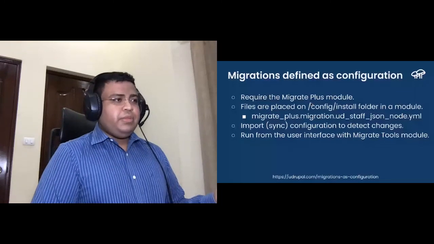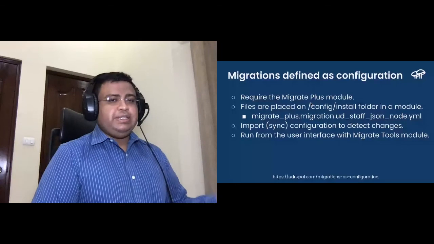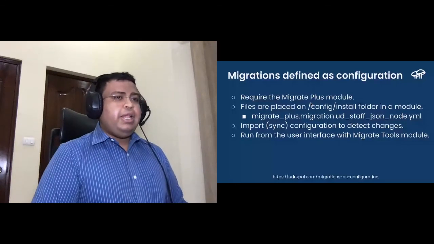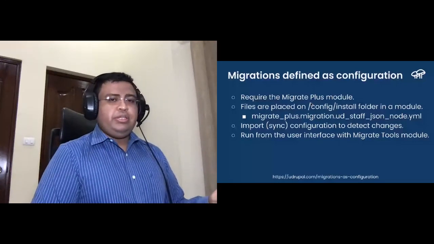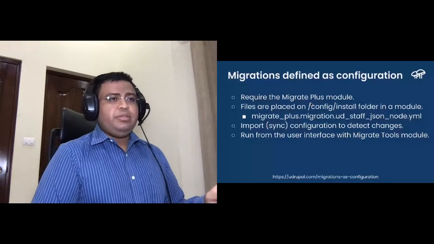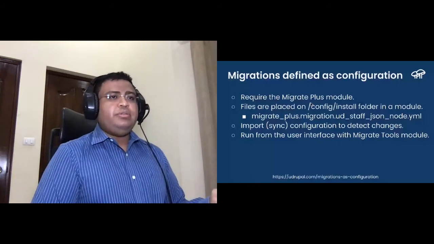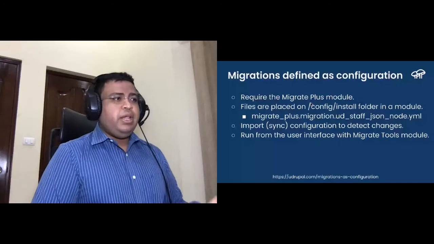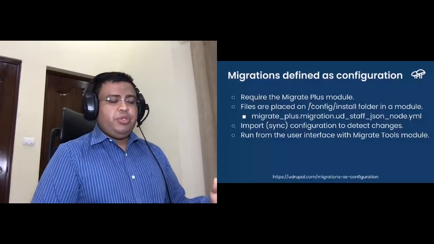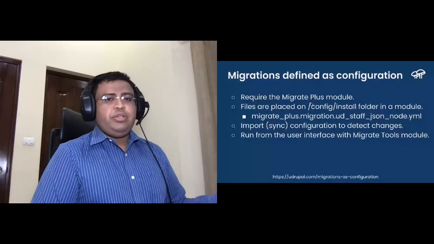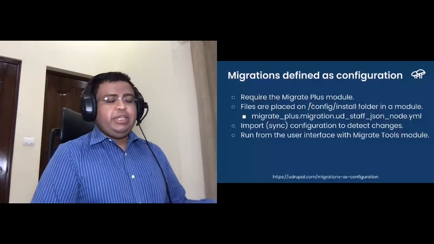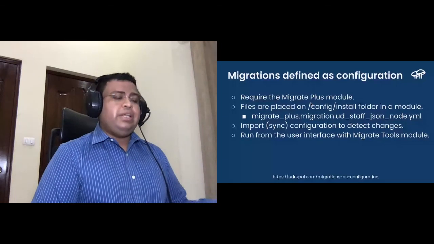Here, the place where you put the files is different. It's going to be config/install inside your custom module. And the name pattern is also different. It's going to be migrate_plus.migration.[ID of your migration].yml. Because these are configuration entities, this is basically how you manage any other configuration in your website. If you want to make any changes, you need to import or sync again.